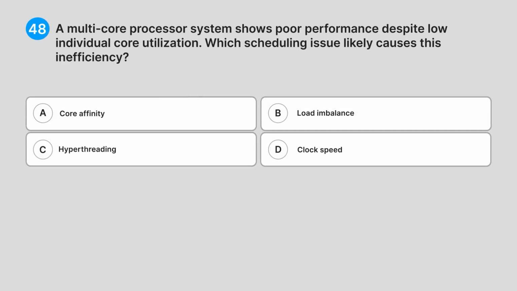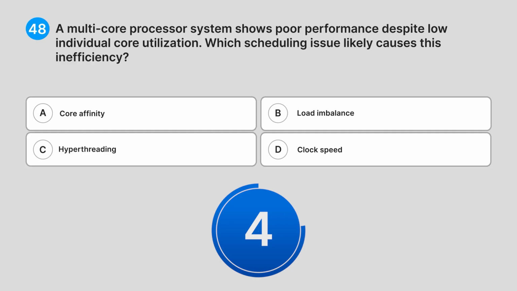48. A multi-core processor system shows poor performance despite low individual core utilization. Which scheduling issue likely causes this inefficiency? A. Core affinity. B. Load imbalance. C. Hyperthreading. D. Clock speed. Do you know the answer?